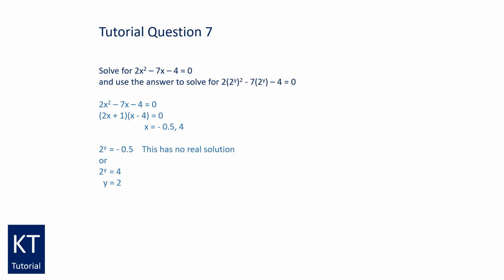In this second part, 2 to the power of y is equal to x. When we equate 2 to the power of y being equal to minus 0.5, there is no real solution. And when we apply 2 to the power of y being equal to 4, y is equal to 2. With that, we only have one solution for the equation, which is when y equals 2.